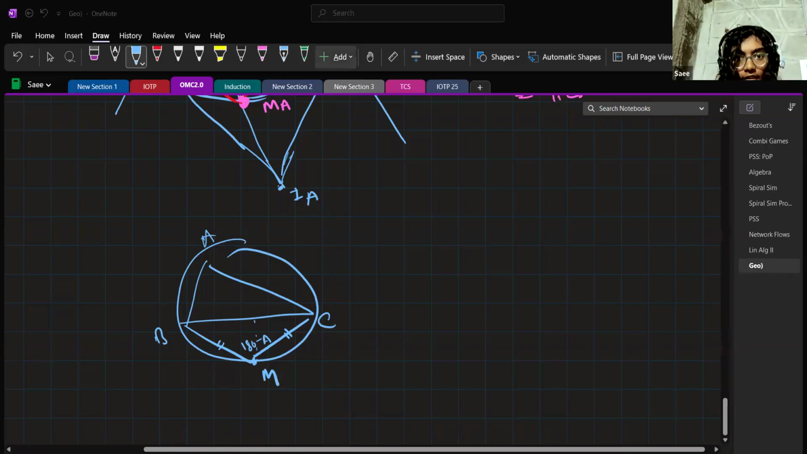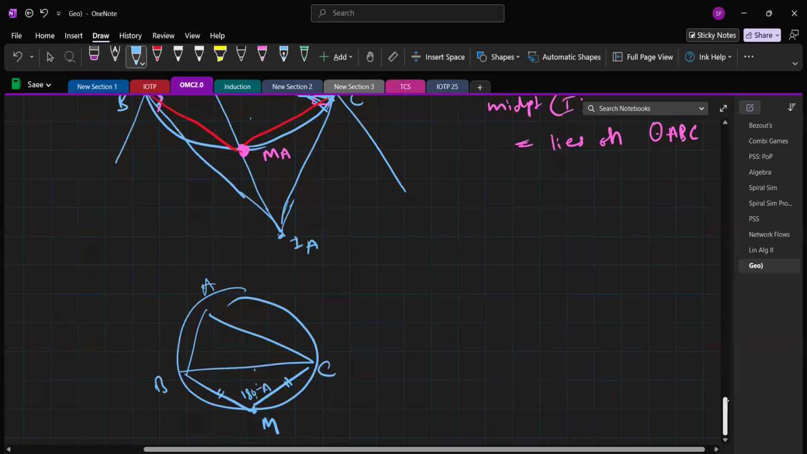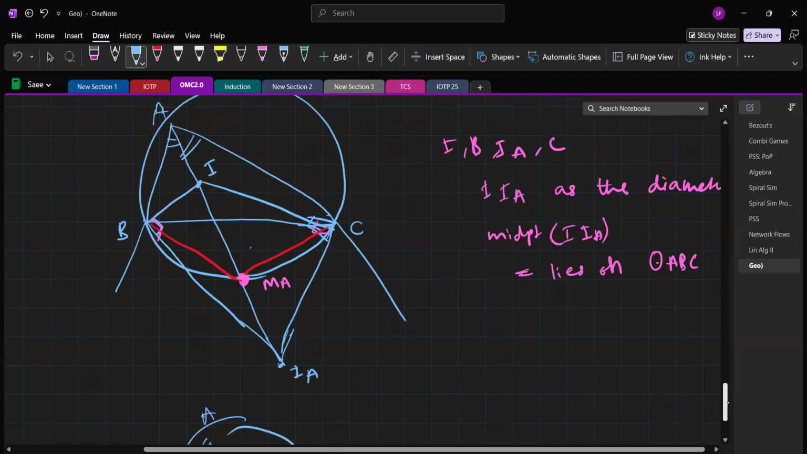What is it that we want to show? So ideally you want to show that MB is equal to MI is equal to MC, and that it is equal to MIA.